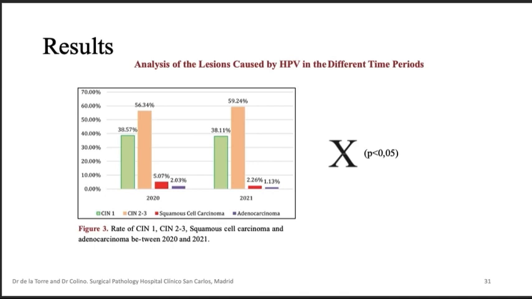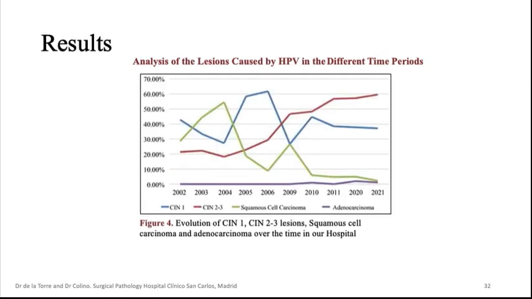Chi-squared tests confirm a statistically significant difference in the rate of different high-grade lesions caused by HPV infection between the 3 periods of time. The evolutionary trend of each type of lesion has been analyzed in the different time periods of our study, showing a stable trend for SIN1 and adenocarcinoma, an upward trend of high-risk SIN2 and SIN3 lesions, and a decrease in the rate of squamous cell carcinoma.